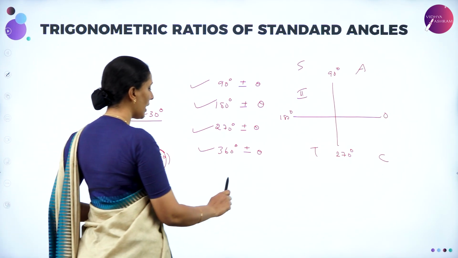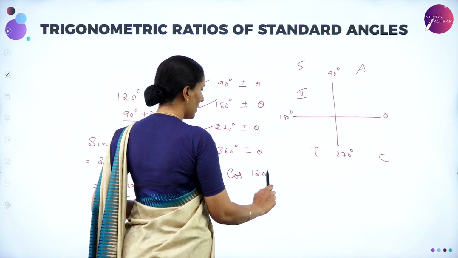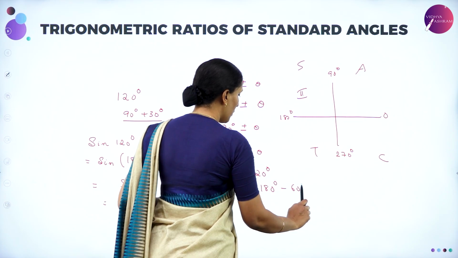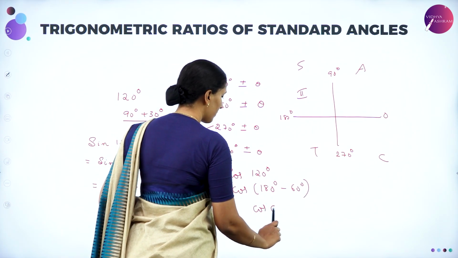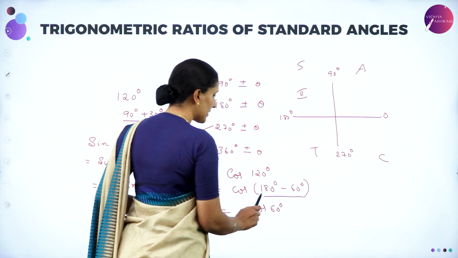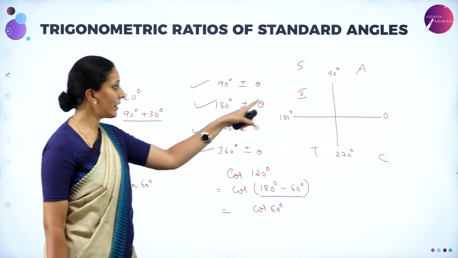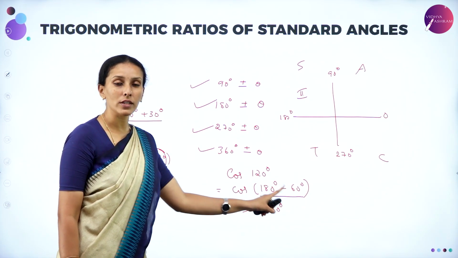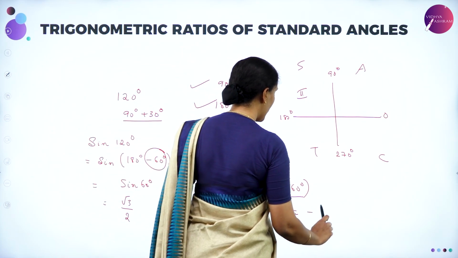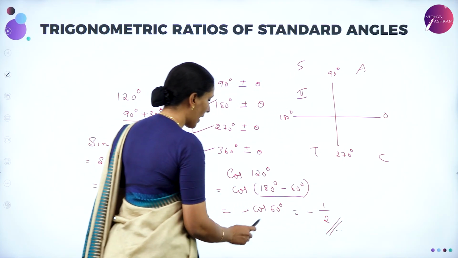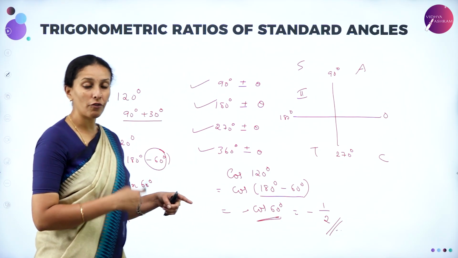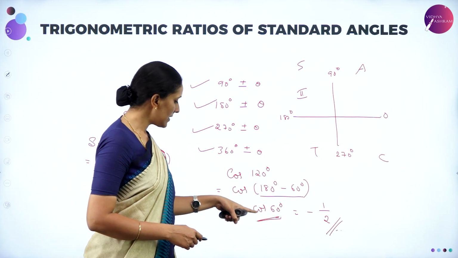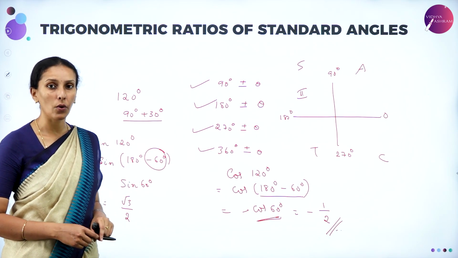Now, suppose we take cos 120 degrees. Cos 120 degrees can also be written as cos of 180 minus 60, which is cos 60. But remember, 180 minus 60 again comes in the second quadrant, and in the second quadrant, cos is negative. So we convert this into minus cos 60 degrees, which becomes minus 1 by 2. So you need to learn the standard values of all 6 trigonometric functions. What is the value of cos 60? It is 1 by 2. And since it lies in the second quadrant, it is minus 1 by 2.